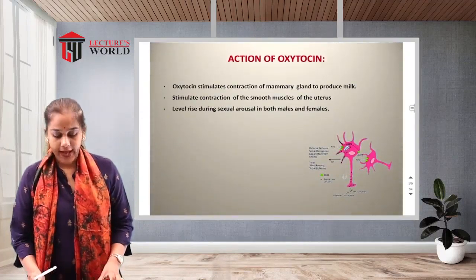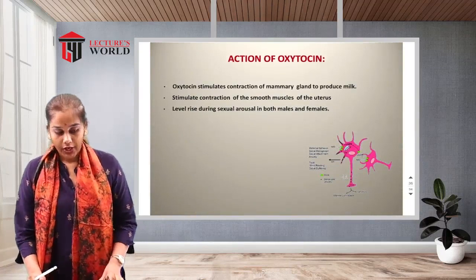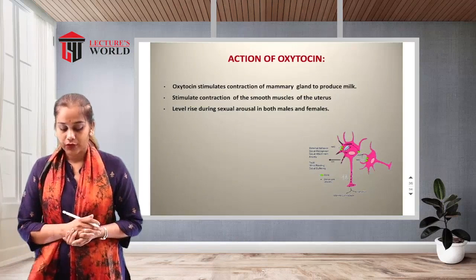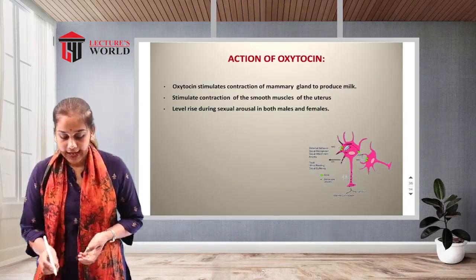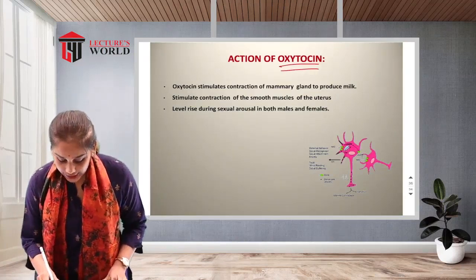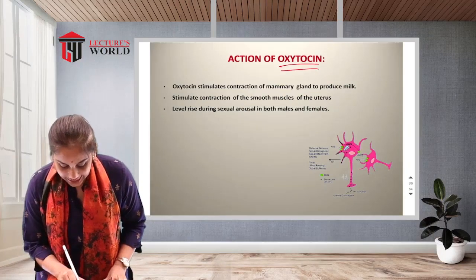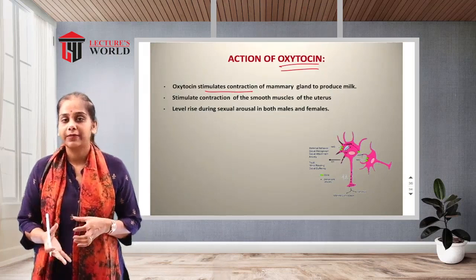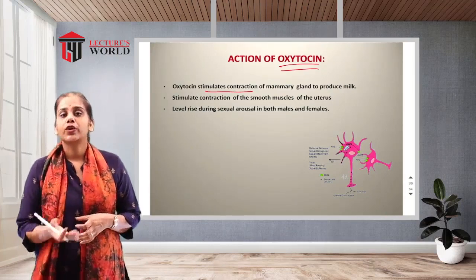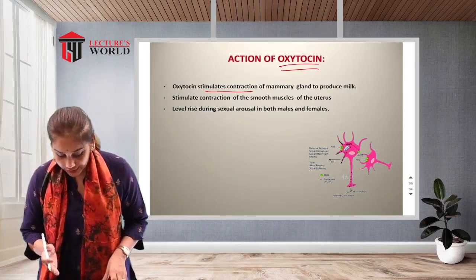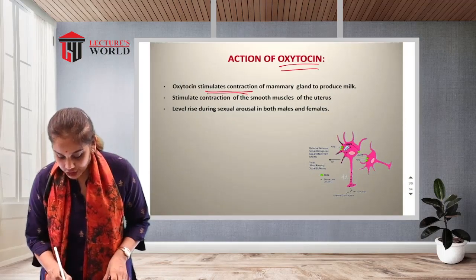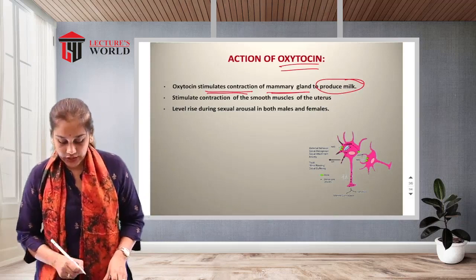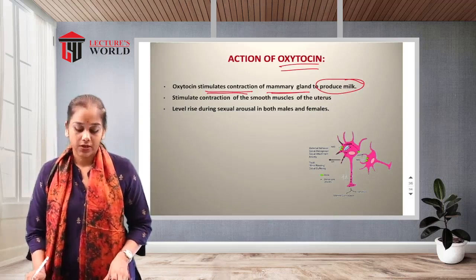Now let us see the action of oxytocin. Oxytocin stimulates the contraction of the mammary glands to produce milk. It is helpful for milk production in the breast, so it stimulates contraction in the mammary glands. What are mammary glands? That is also known as the breast. So milk production is one of the functions of oxytocin.